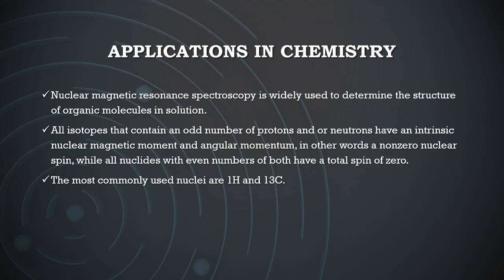All isotopes that contain an odd number of protons or neutrons have an intrinsic nuclear magnetic moment and angular momentum, in other words a non-zero nuclear spin, while all nuclides with even numbers of both have a total spin of 0. The most commonly used nuclei are hydrogen 1 and carbon 13, although isotopes of many other elements can be studied by high field NMR spectroscopy as well.